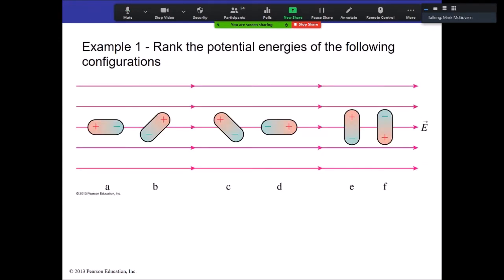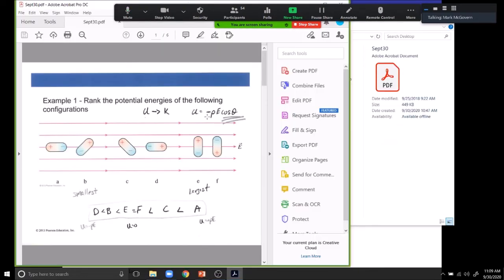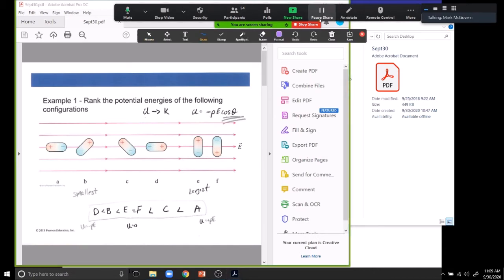So let's go ahead and rank here the potential energies of the following configurations. I'm just going to draw over this, I guess. What we're comparing is minus PE cosine theta, and the cosine is of the angle between the electric field and the dipole moment vector. Remember, that always goes negative to positive. Just to be clear about that, I'll draw them in here.